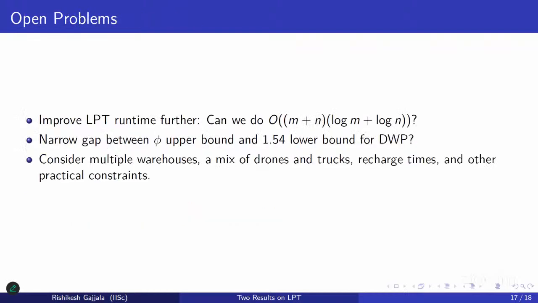There are some open problems. First, there is a log square term in the LPT runtime. Can we improve that and get an exact answer? We know that there is a lower bound due to sorting, which is simple. And in the approximation ratio, we obtained a 1.62 upper bound, and the lower bound is 1.54, which comes from a much weaker problem of uniform scheduling. Can we narrow the gap between them? There are also a lot of problems where we can consider multiple warehouses, a mix of drones and types, recharge time, and other factors.